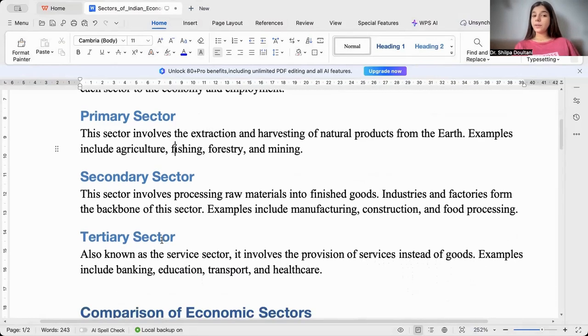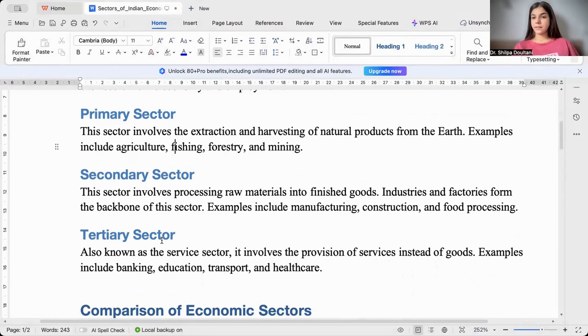Now, what is different between the primary sector and the secondary sector is that the primary sector is still dealing with natural products, with the extraction and collection of natural products. In the secondary sector, we are making finished goods by using those natural products. That is about the secondary sector.